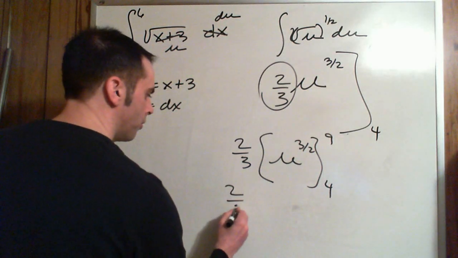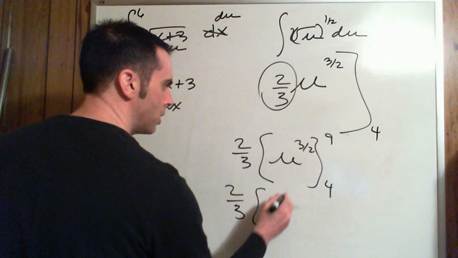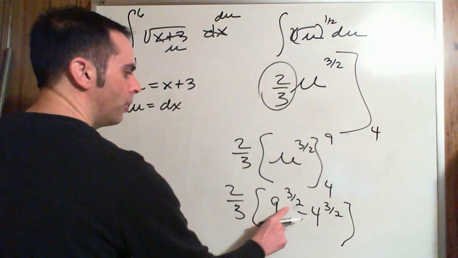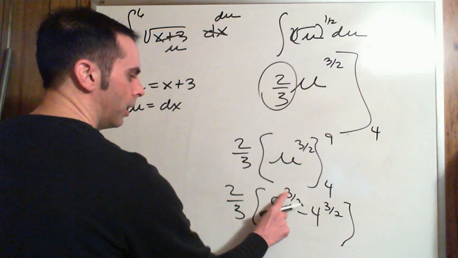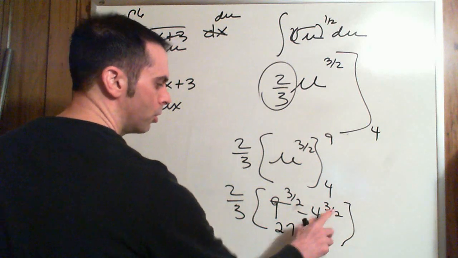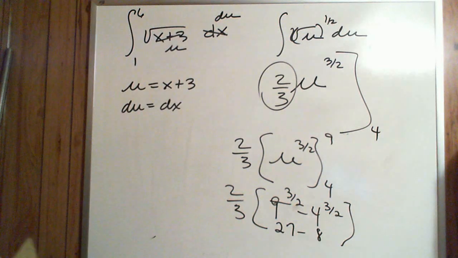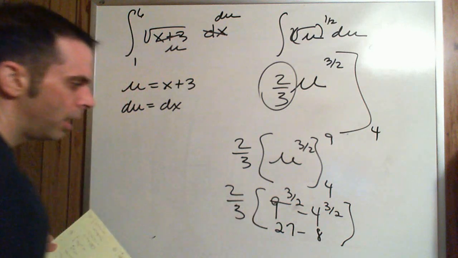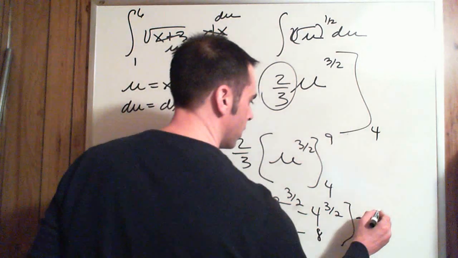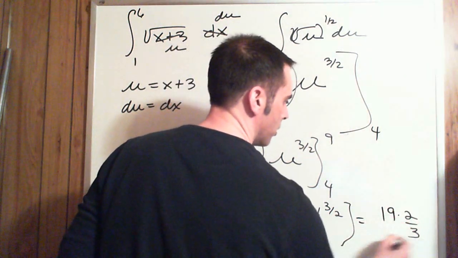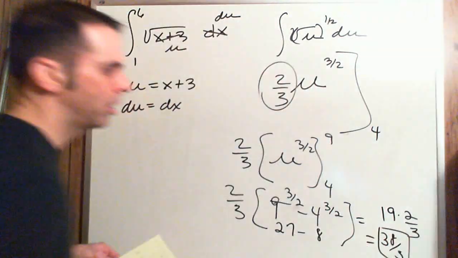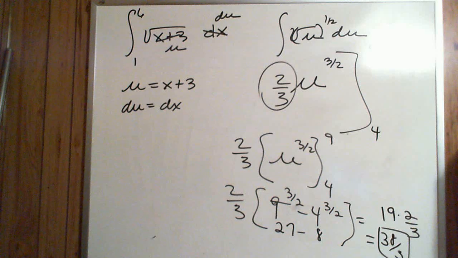So the top number goes in first, the upper limit goes in first, so it's 9 to the 3/2 minus 4 to the 3/2. The square root of 9 is 3, cubed is 27, and the square root of 4 is 2, cubed is 8. And then now we'll subtract and multiply, and we get here 19 times 2/3, or we can double the top there and get 38/3. Okay?